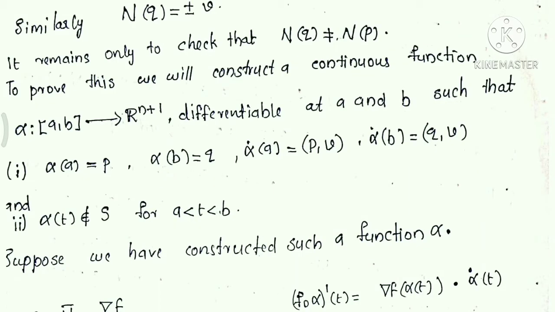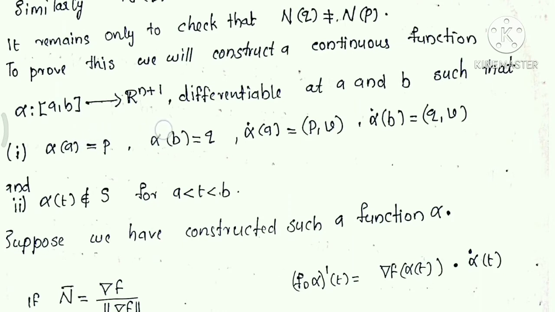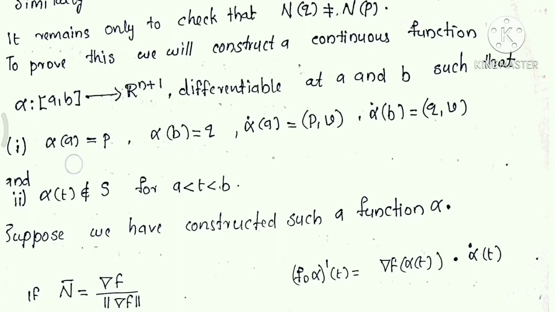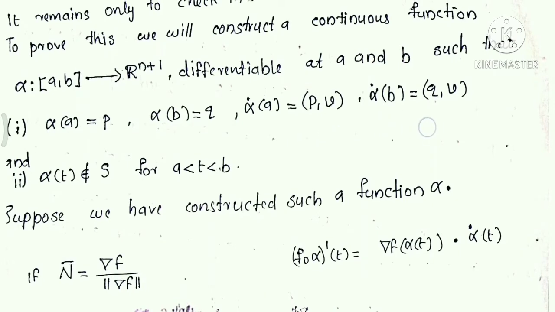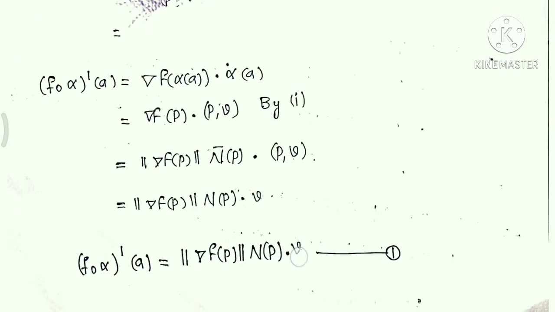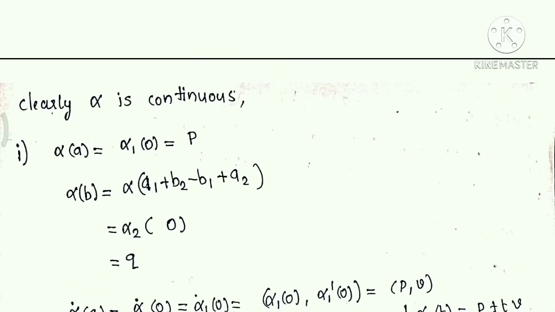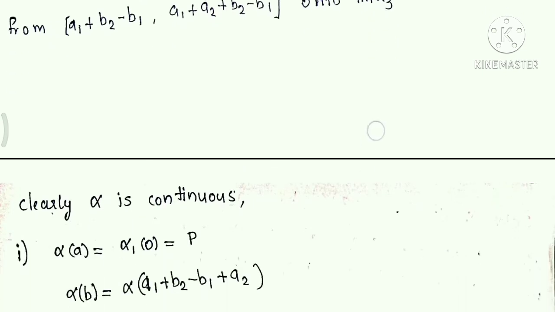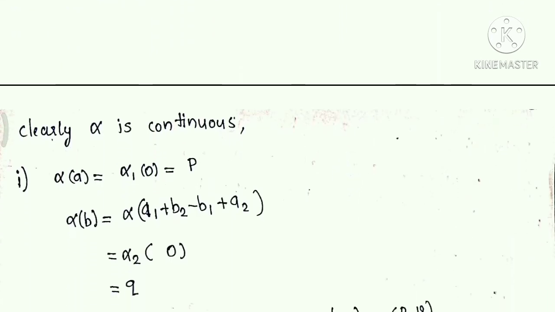Now we need to show that alpha satisfies these conditions. That is, alpha is a continuous function from the closed interval AB into R^(n+1) and differentiable at A and B such that alpha of A equals P, alpha of B equals Q, and alpha dot of A equals PV, alpha dot of B equals QV, and alpha of t does not belong to S for A less than t less than B. For that, consider alpha of A. Before that, it is clear that alpha 1, alpha 2, alpha 3 are continuous functions, and by looking at the definition of alpha, we can say that alpha is a continuous function from the closed interval AB into R^(n+1), where A is equal to 0 and B is equal to A1 plus A2 plus B2 minus B1.